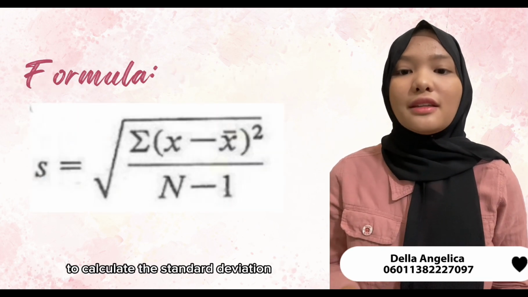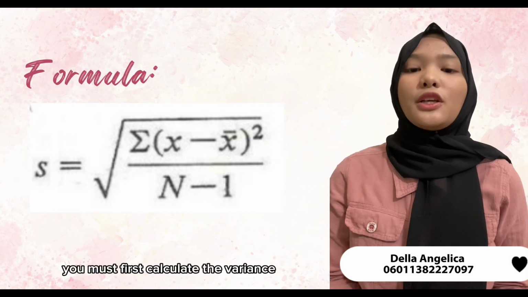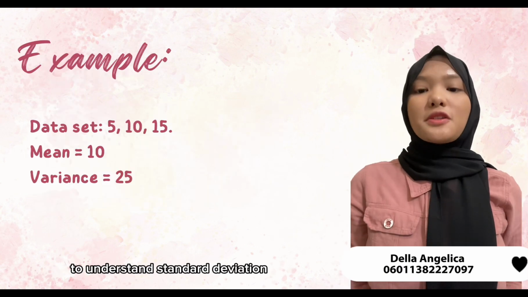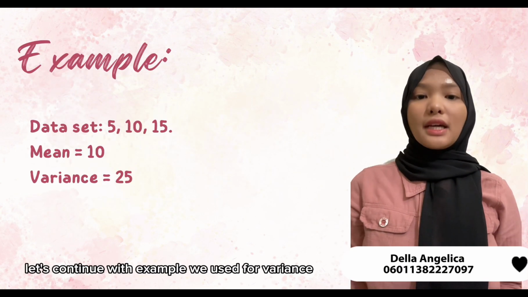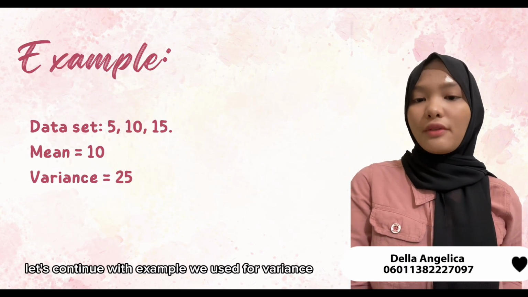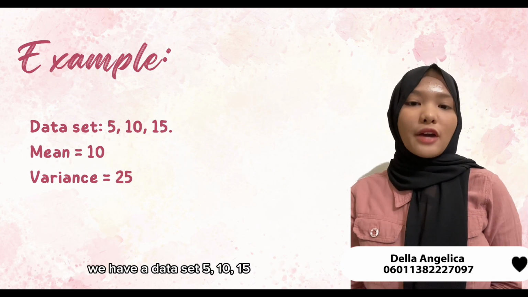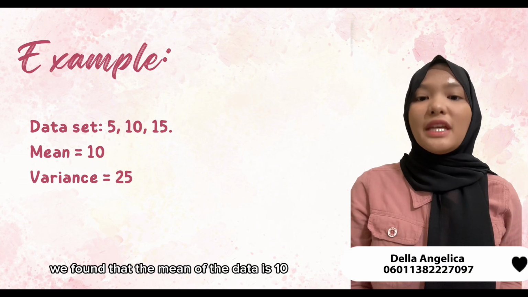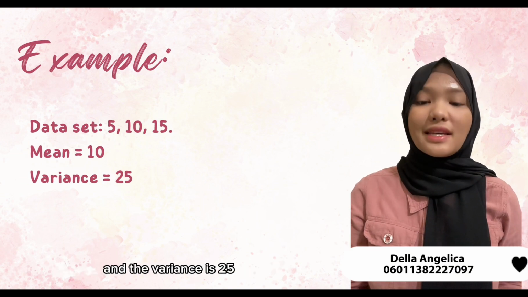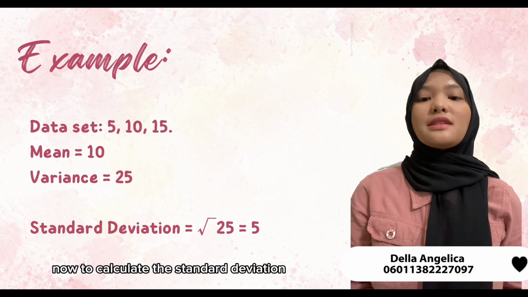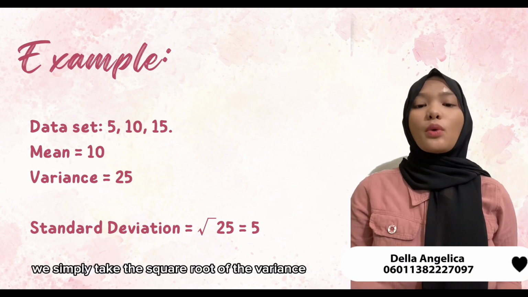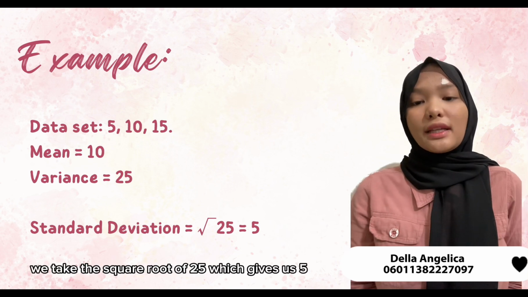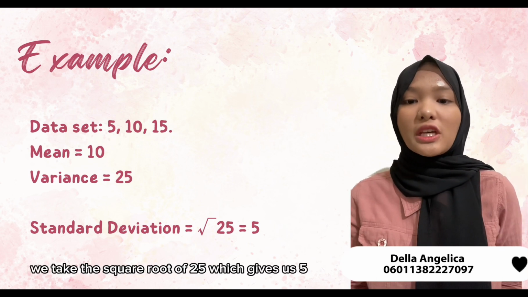To calculate the standard deviation, you must first calculate the variance and then take the square root of the result. To understand standard deviation, let's continue with the example we used for variance. We have a dataset 5, 10, 15. From our previous calculations, we found that the mean of the data is 10 and the variance is 25. Now, to calculate the standard deviation, we simply take the square root of the variance. Since the variance is 25, we take the square root of 25, which gives us 5.